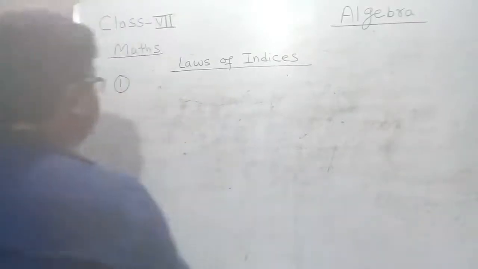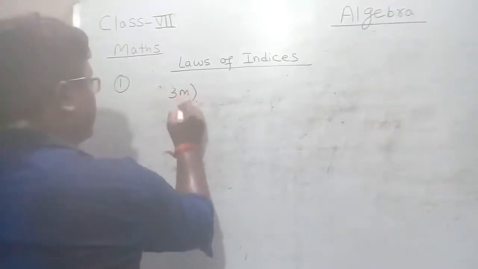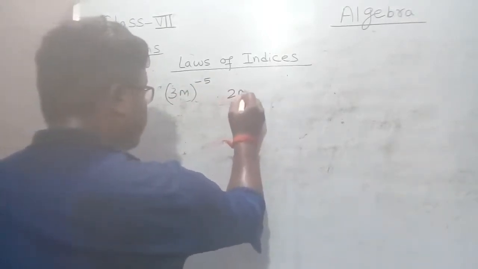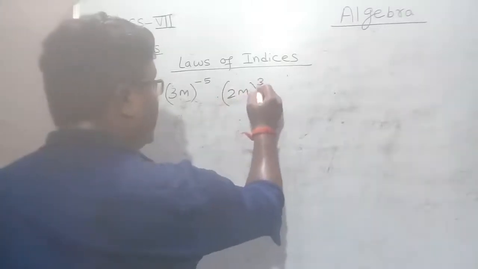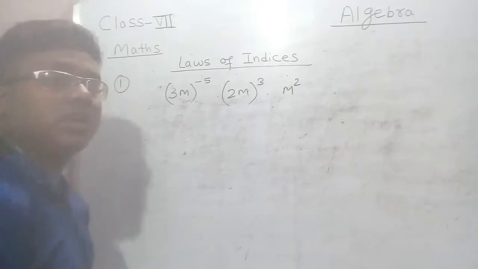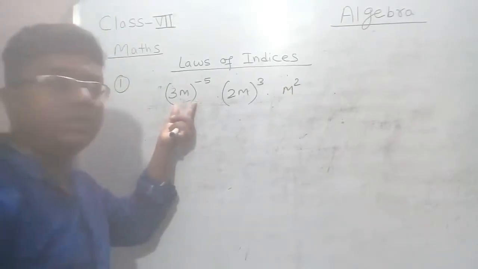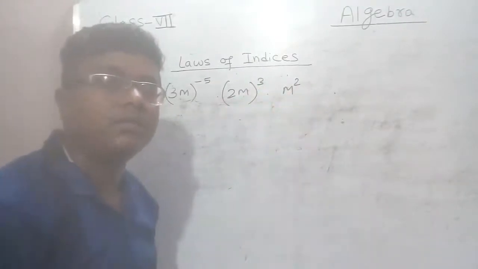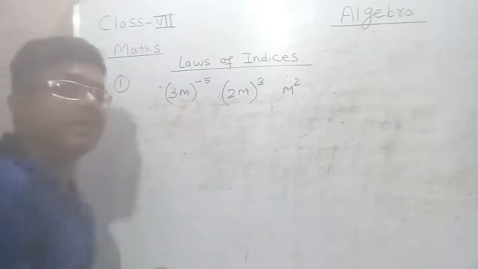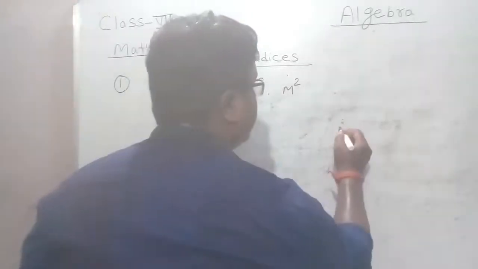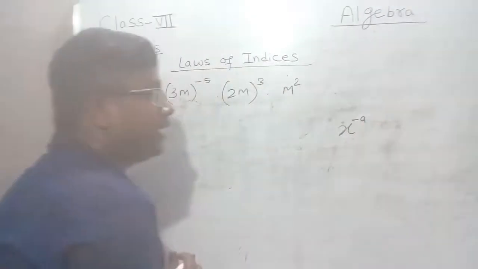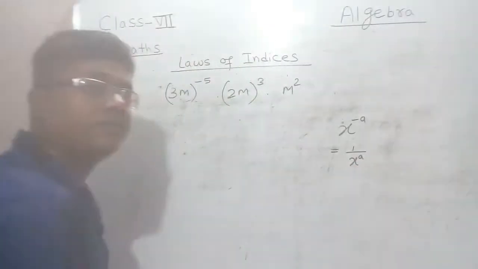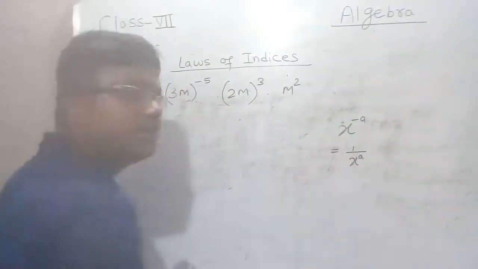Our next question is 3m to the power minus 5, 2m to the power 3, and m square. So our question is 3m to the power minus 5, 2m to the power 3 and m square. Now what we have to do: here also it is a negative power, how can we make it positive? One rule we have learned: x to the power minus a, we can write it as 1 upon x to the power a.